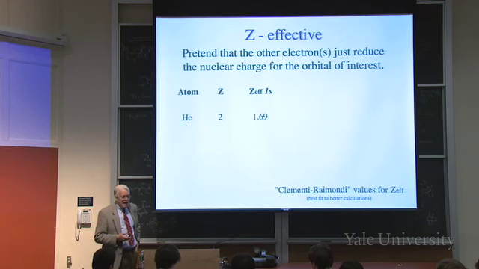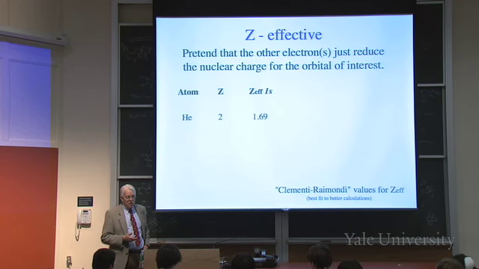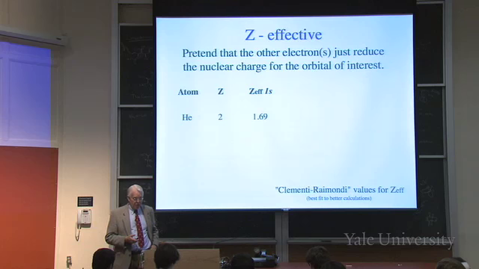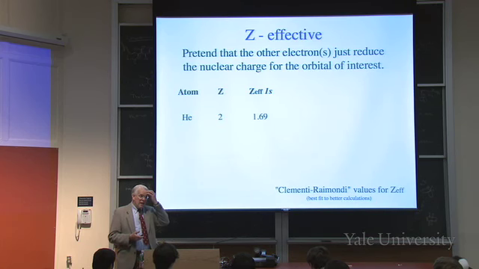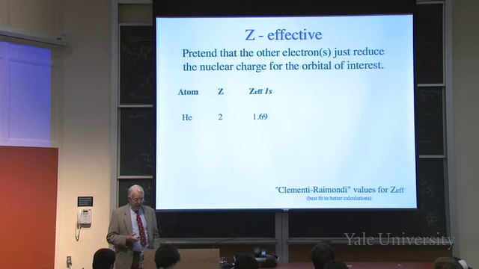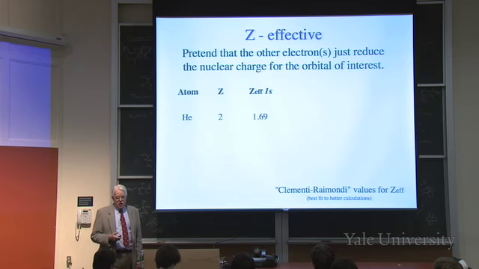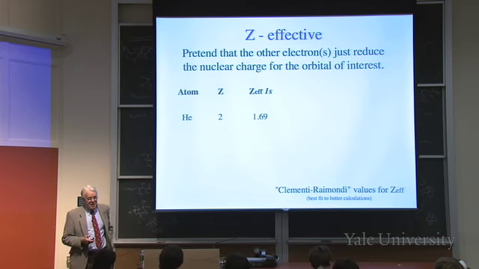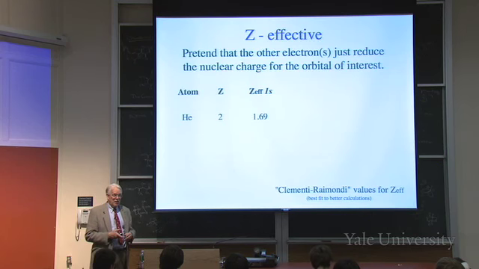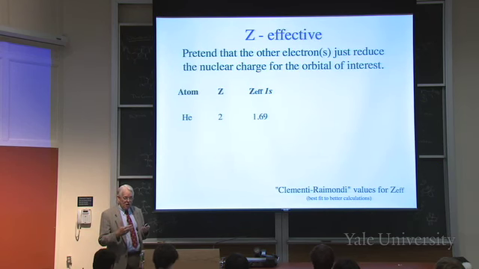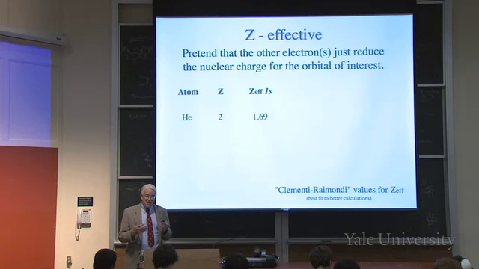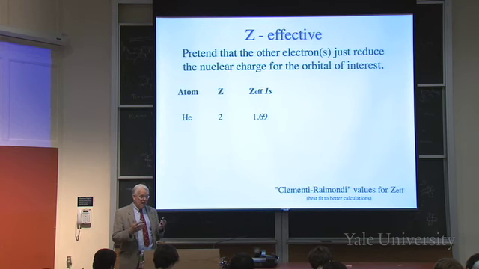So they found that helium, which has 2 electrons, so it has a nuclear charge of 2, z equals 2, you get electrons distributed more or less right if you pretend that the nuclear charge is 1.69 instead of 2, okay? So each electron sort of screens the nucleus, right?